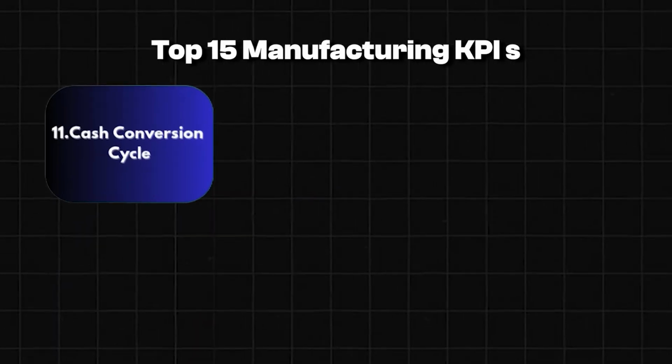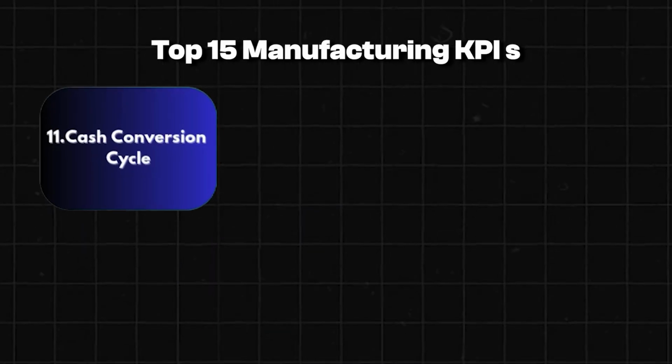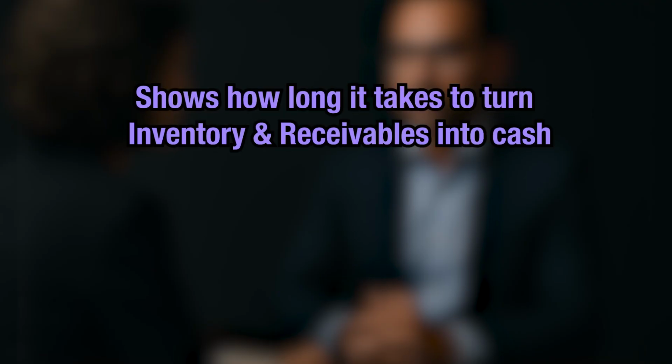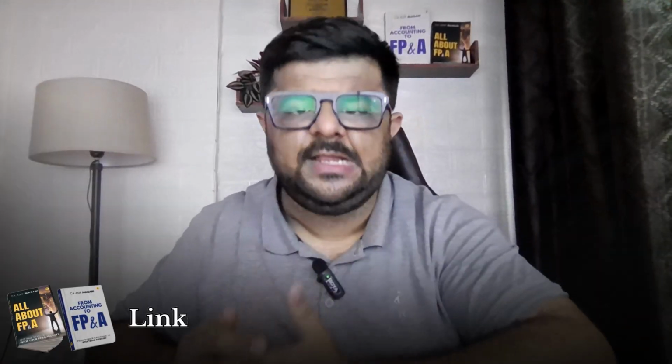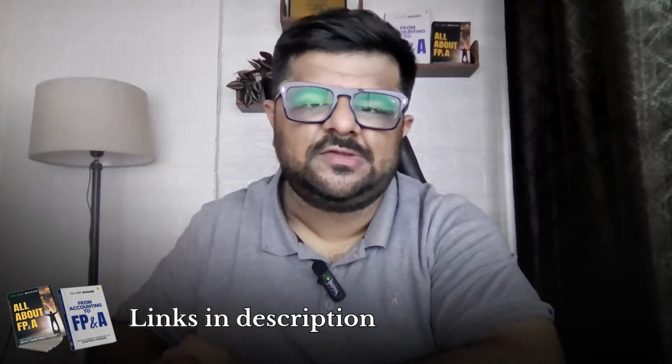Now let us zoom from the production factory to the finance side. Manufacturing KPI number 11 is the cash conversion cycle. Cash conversion cycle shows how long it takes to turn inventory and receivables into cash. The formula is days of inventory outstanding plus days of sales outstanding minus days payable outstanding. The shorter your cash conversion cycle, the healthier your cash flows and more flexible is your business.